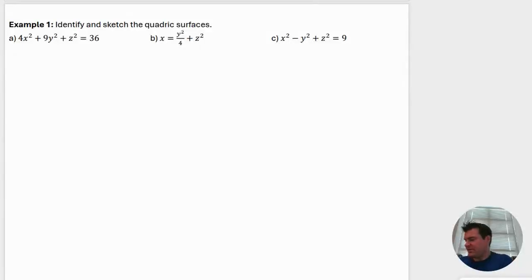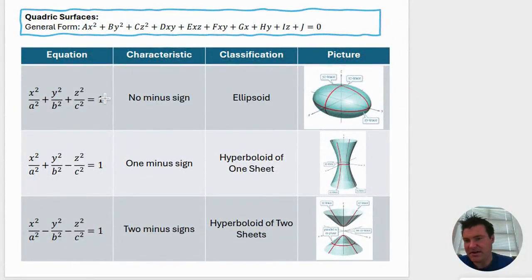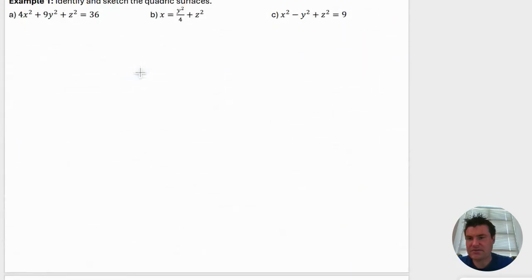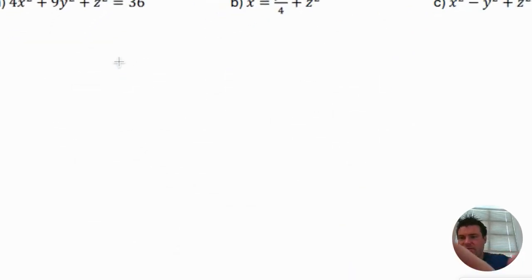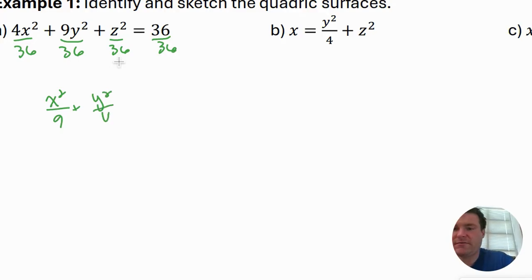So for this first example here, we do have to make this look like one of our formulas that we have here, but since these are all squared and all plus signs, it's really looking like it's going to be an ellipsoid. So I'll divide everything by 36 so that we can get the 1 on the one side there. So I'll zoom in here. We're going to divide everything by 36. So we're going to get x squared over 9 plus y squared over 4 plus z squared over 36 equals 1. So this is an ellipsoid.